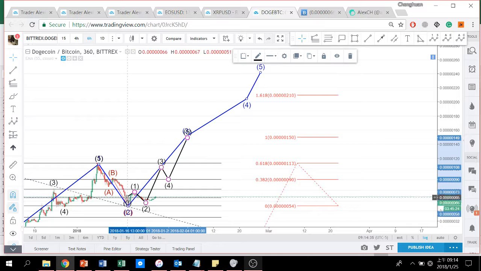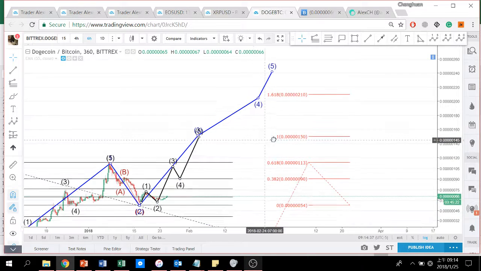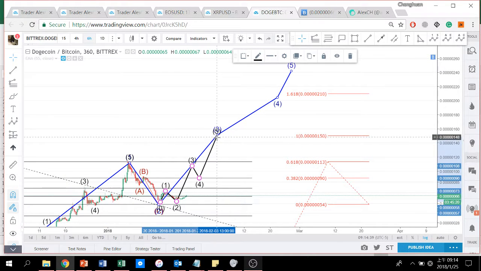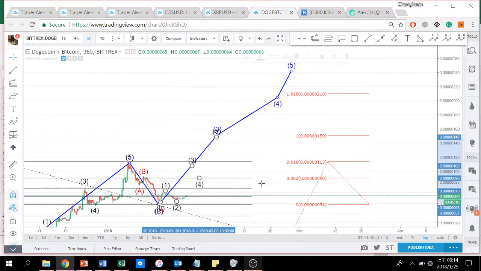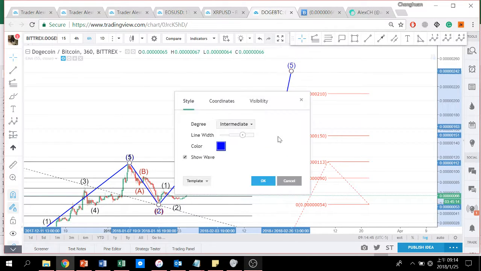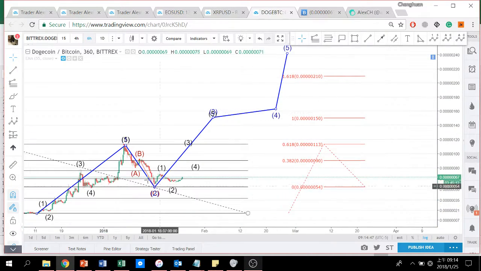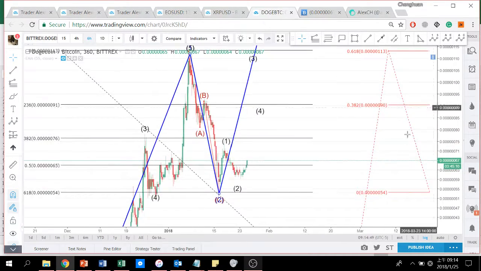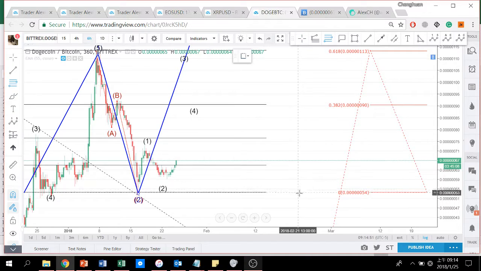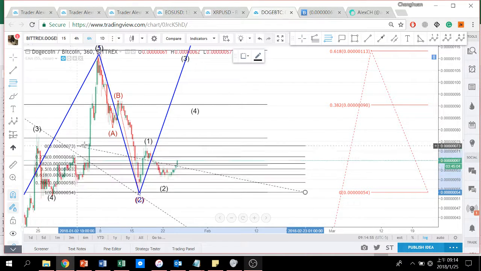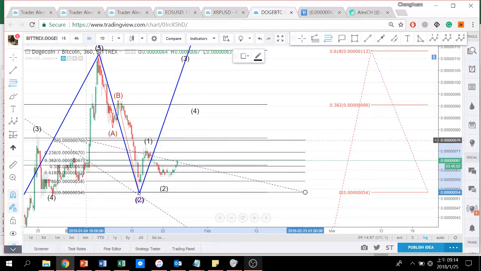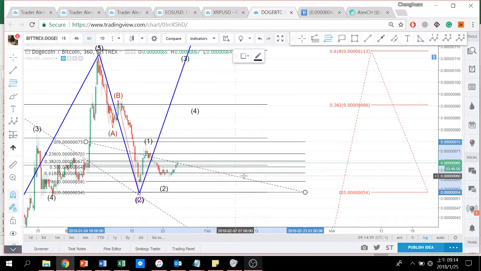Yeah, something along those lines, right? And that would bring us to our third target. Let's delete that, delete the waves, and since we retrace, how much do we retrace? 0.618, right? Since we retrace 0.618 on this chart, you guys see that? 0.618, right?